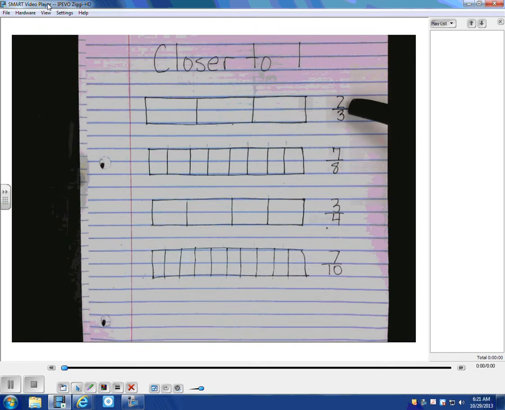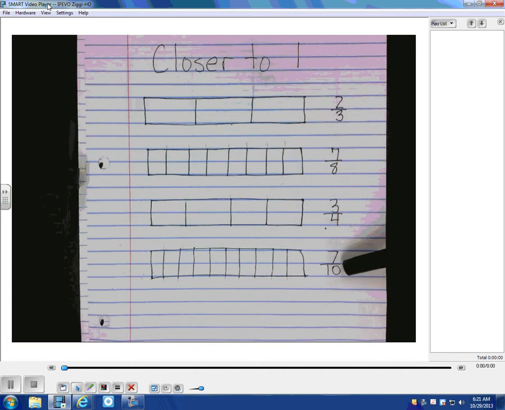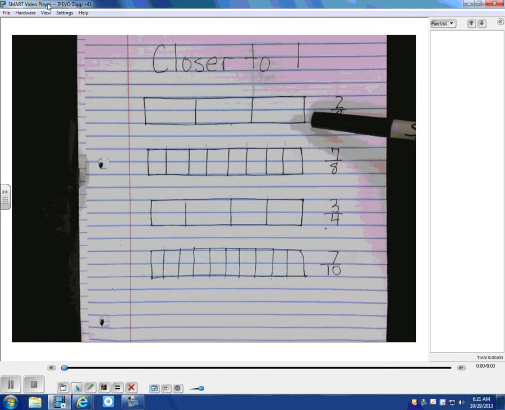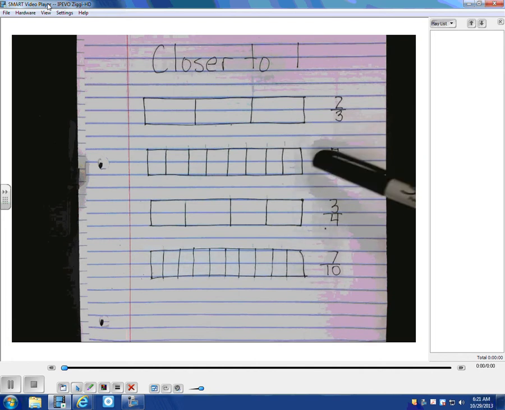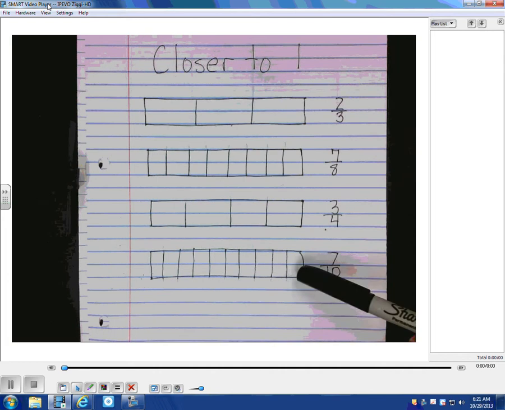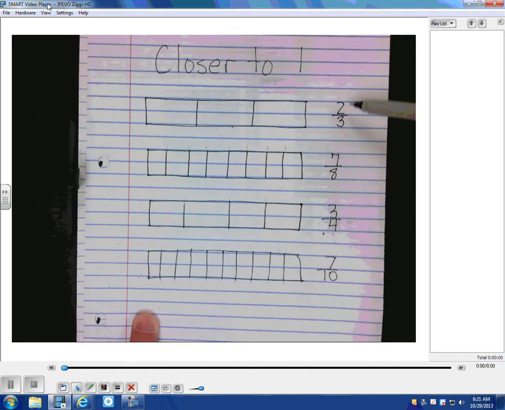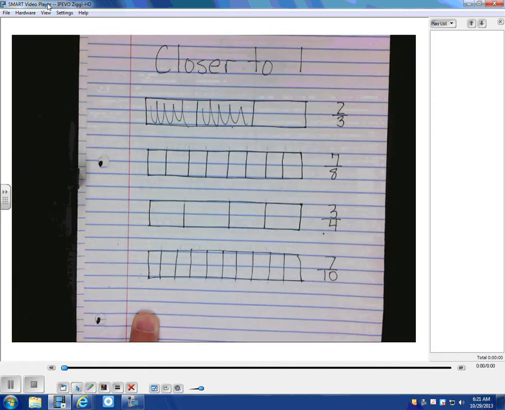And what I did is I just then took my options, 2/3, which was A, 7/8, 3/4, and 7/10, and I made the rectangles into that many parts. Okay, so once you do that, for example, this fraction has 3 total parts. This fraction has 8 total parts. This fraction has 4, and then this fraction has 10. So basically all I'm going to do is follow whatever my fraction is. So this is 2/3. So I would color in 2/3.